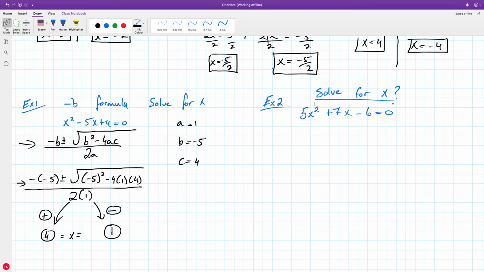So let's see. We got minus b. This time b is a plus answer, yeah? So it's not minus minus. It's just minus 7. Yeah, perfect. And then get the plus answer and get the minus answer then.